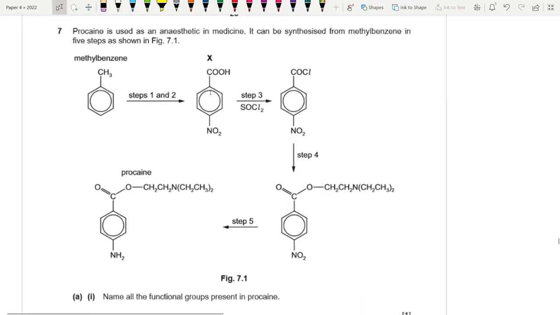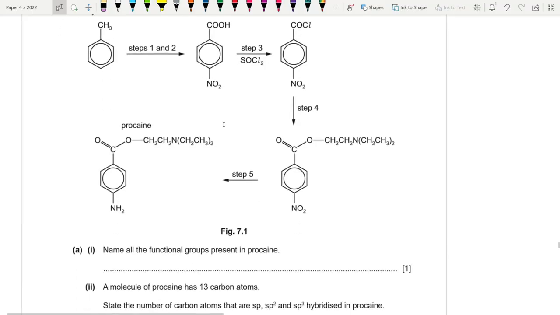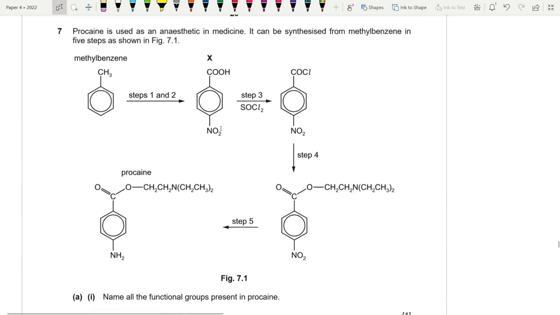So guys, what are we seeing? Procaine. It's an anesthetic and medicine. We read about it in pharmacology basically. So it can be synthesized from methyl benzene in 5 steps. Great. So steps 1 and 2. Basically, you guys need to be careful about something in steps 1 and 2. We know that CH3 is ortho-para directing, not meta. That means it directs to 2, 4, or 6 positions.